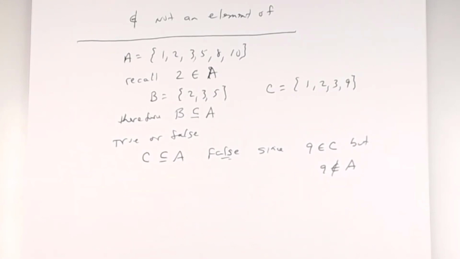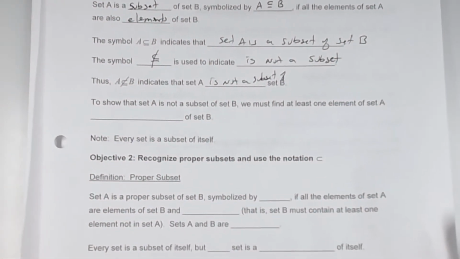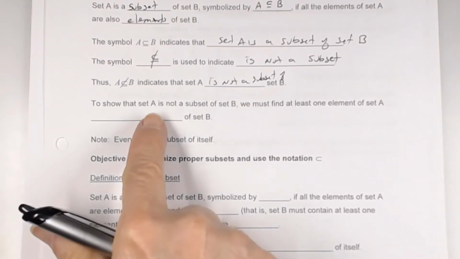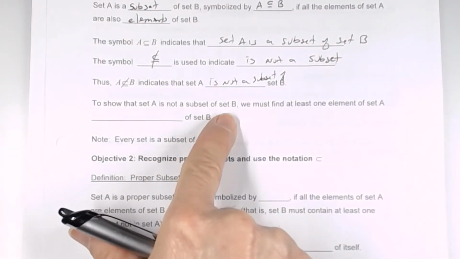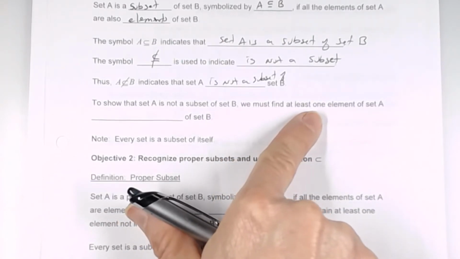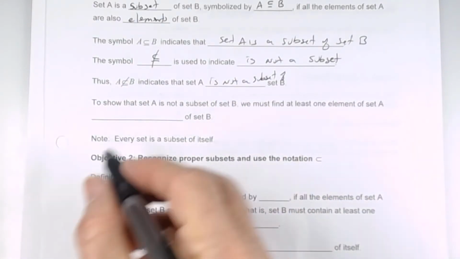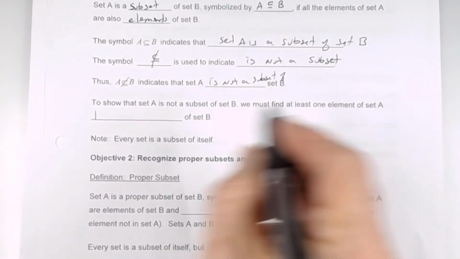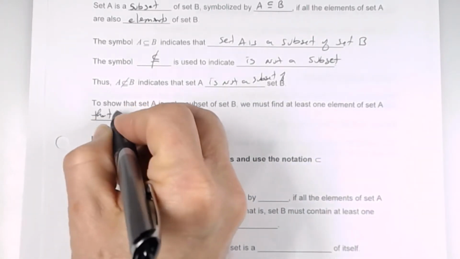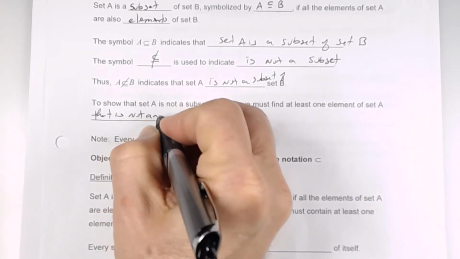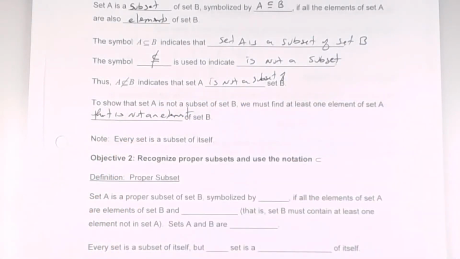So that takes us to the next part on that handout I gave you. To show that set A is not a subset of set B, we must find at least one element of A that is not an element of B. Okay, you understand what that means based on what we just did? So, a quick review on that part.